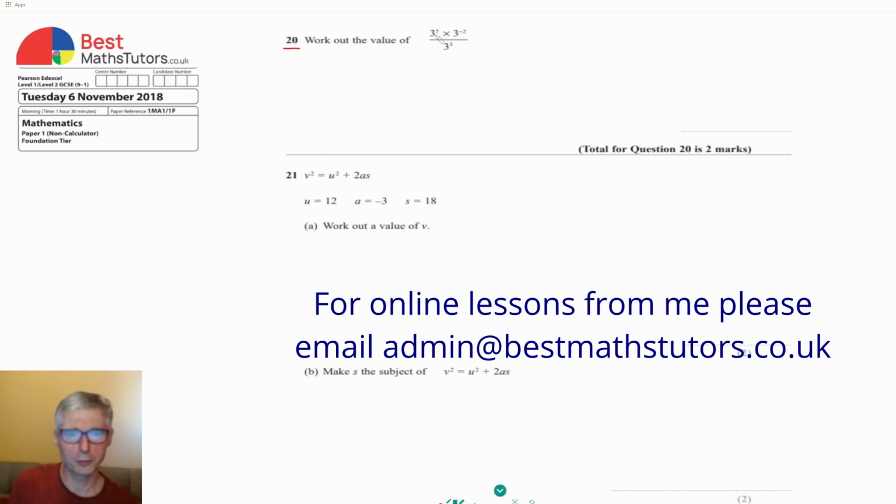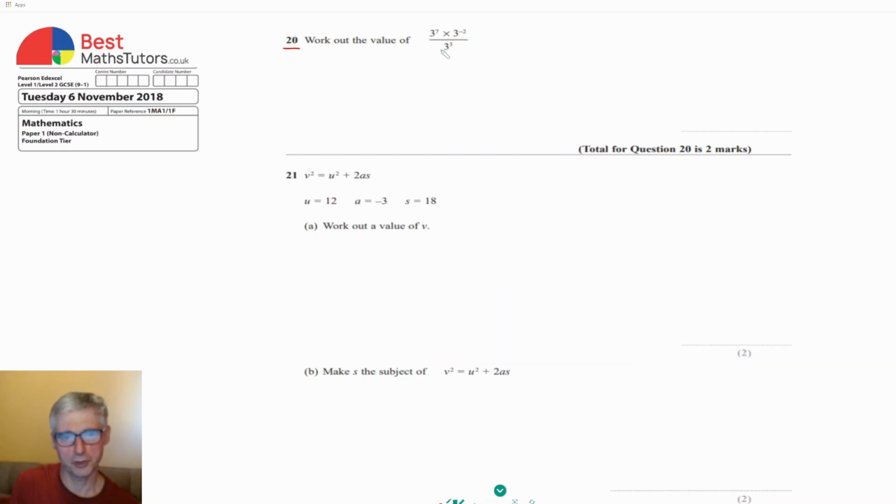So the method we're going to do is work out the top line of the fraction first, and then divide it by the bottom line of the fraction. So I'm going to look at the 3 to the power 7 times 3 to the minus 2 that's on the top line.